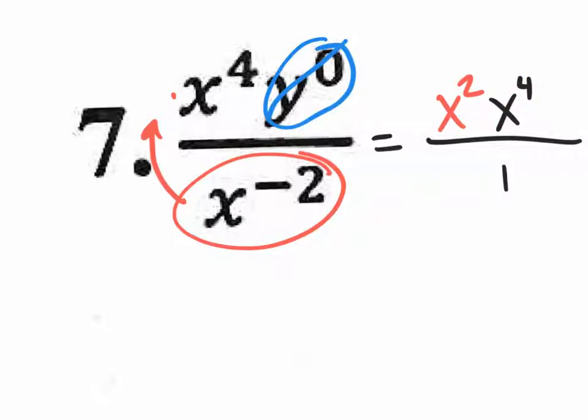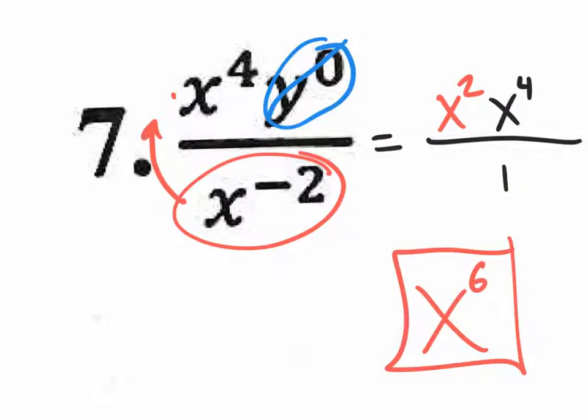That is rule 1 of exponents. So your final answer is what? X to the 6th. There you go. Let's jump to number 9.